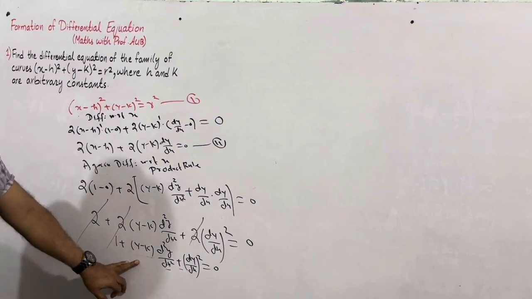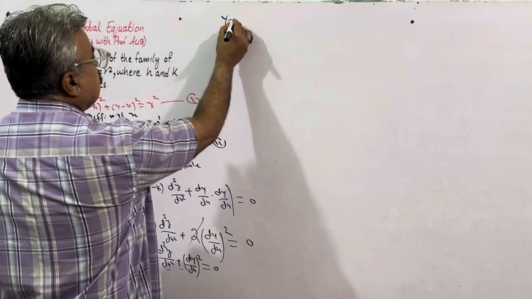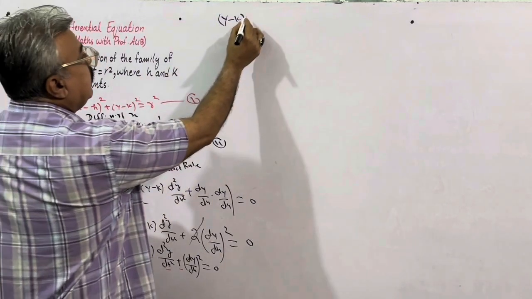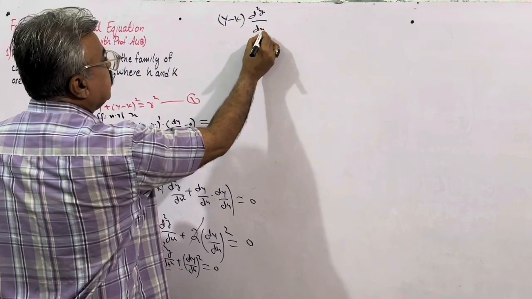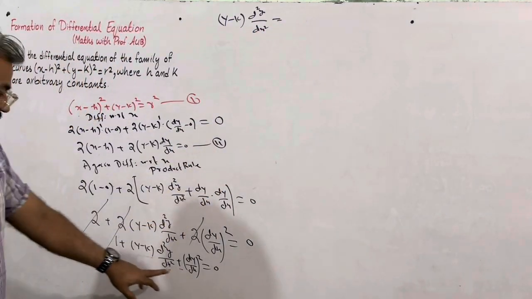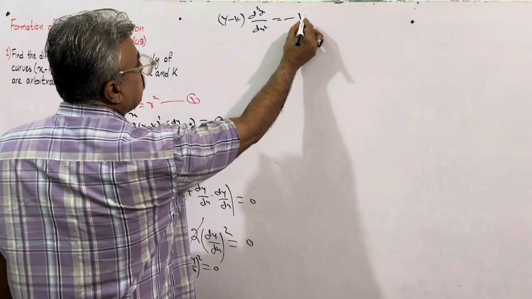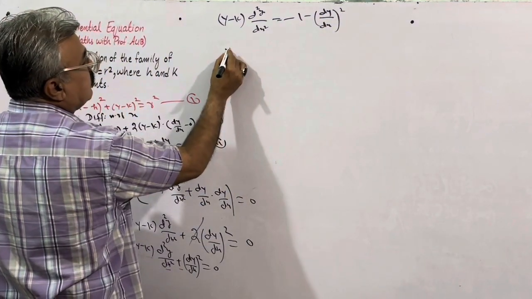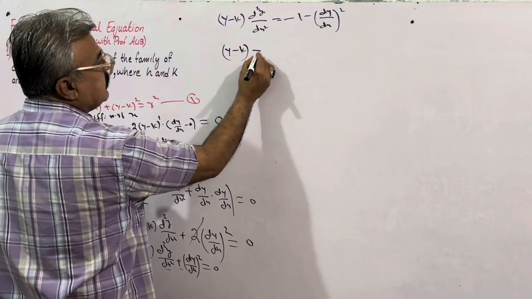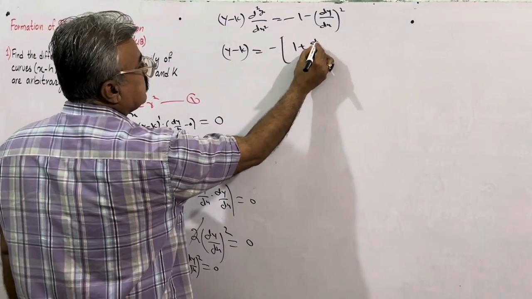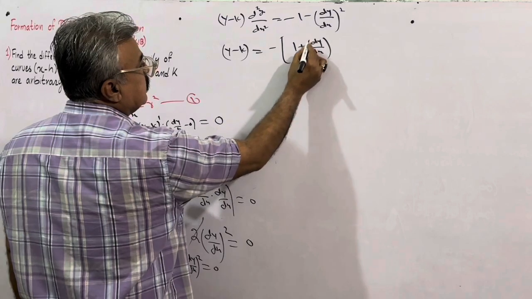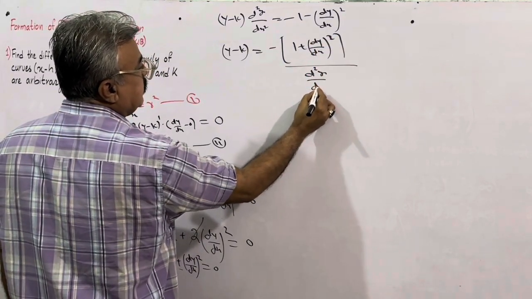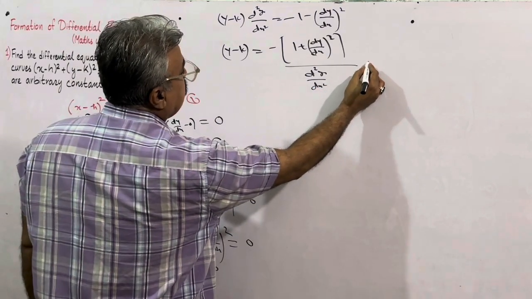Solving for y minus k: (y minus k) times d square y over dx square is equal to, shift 1, as well as this quantity here, it will become minus 1 minus (dy over dx) whole square. Solving for y minus k, we have y minus k, taking minus common, equals minus [1 plus (dy over dx) whole square] divided by the double derivative d square y over dx square. That's our value of y minus k.